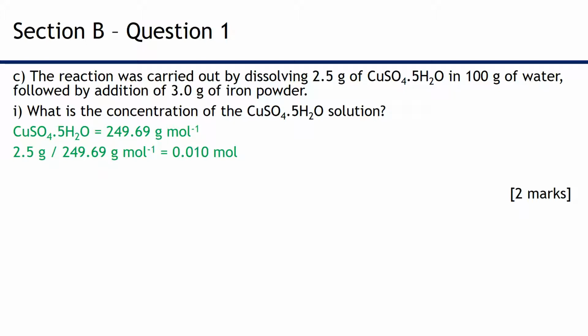Now you know the relative formula mass, you can calculate the number of moles of copper sulfate pentahydrate that were taken, which is 2.5 divided by 249.69 grams per mole, and that will give you 0.010 moles. Now you know the moles, we need to work out the concentration. We have the mass of water that was used, and we can convert that mass relatively easily into volume. As you know, 1 gram of water is 1 milliliter, and if you have 100 milliliters, that's 0.1 liters. So that is 0.010 moles divided by 0.1 liters, which will give you 0.10 molar as the concentration.